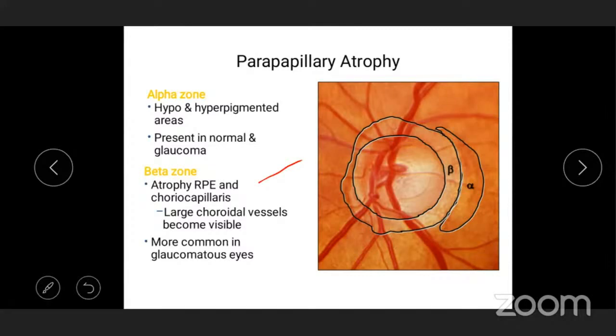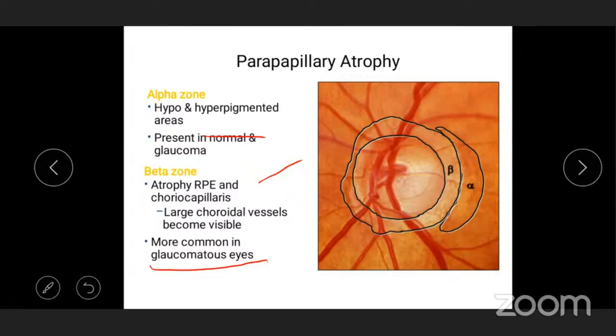And why it is important, beta zone more than alpha zone, is because it is more common in glaucomatous eyes. The alpha can be seen also in normal eyes. So that is why we pay more attention to the beta zone. And because beta zone is so important in glaucoma, I have a mnemonic to teach you. So the mnemonic to learn beta zone is the 3 B's. One B is the beta, the name. The second B is because it is dangerous, it is more likely to be glaucoma. So the second B becomes beware.